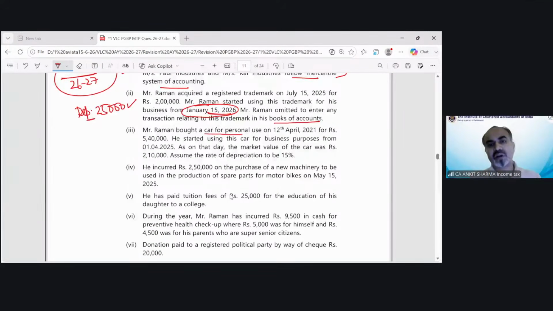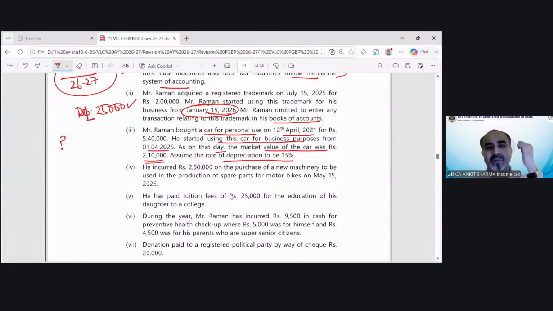Mr. Raman bought a car for personal use on 12th April 21 for rupees 540. He started using this car for business purpose from 1st April 25. As on that day, the market value of the car was rupees 2,10,000. Assume the rate of depreciation is 15%. So how does depreciation need to be calculated? In the PGBP provision, you must have gone through the concept of actual cost of an asset. So what should be taken as actual cost in this case?